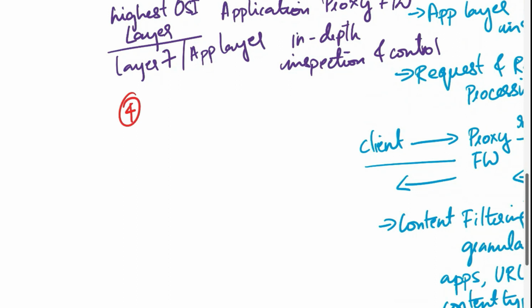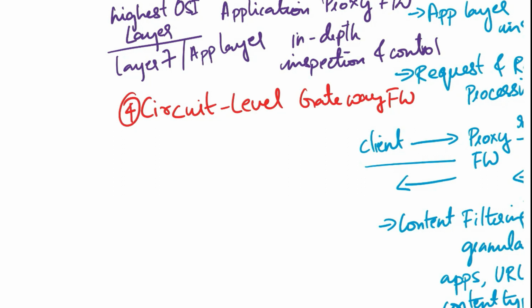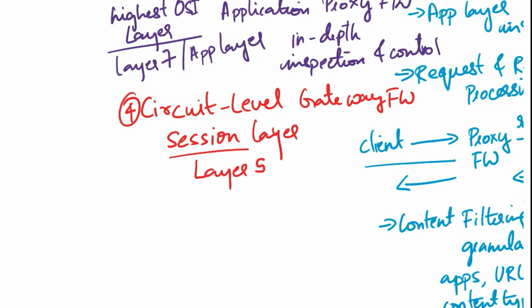The next firewall type that we'll discuss is circuit level gateway firewall. This is also known as circuit level proxy or a circuit level firewall. It is a network security device or software that operates at the session layer of the OSI model. Session layer is layer 5. Unlike the application layer firewall, which works at the application layer to inspect and filter application specific data, circuit level gateways focus on the session level control of network traffic, particularly for TCP connections, that is transmission control protocol connections.